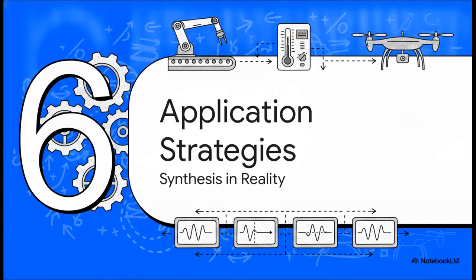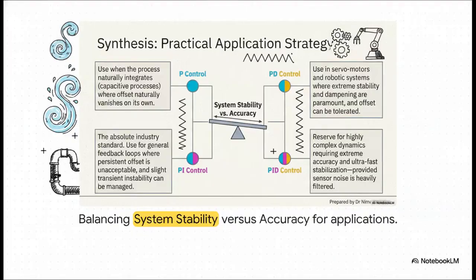Finally, Section 6, Practical Application Strategies. To wrap this explainer up, let's take these tuning theories out of the simulation software and put them into the real world. The reality is, not every system actually needs full PID control. It's a balance of system stability versus accuracy. Sometimes, PI control is the absolute industry standard, like in fluid systems. If you can tolerate a little temporary bounce, but need to ensure a persistent offset is completely gone.